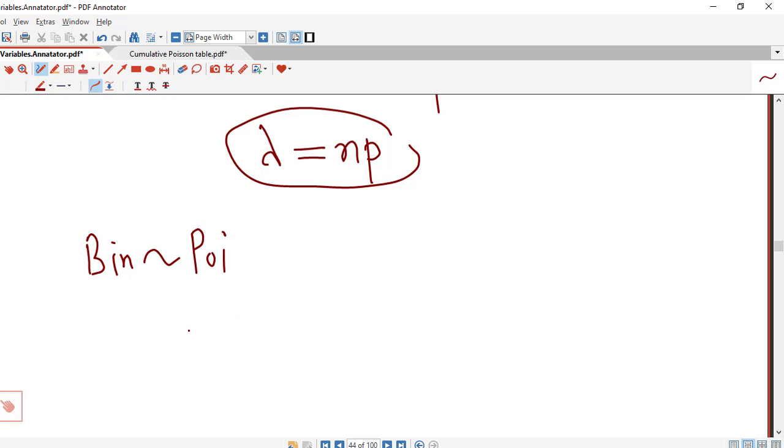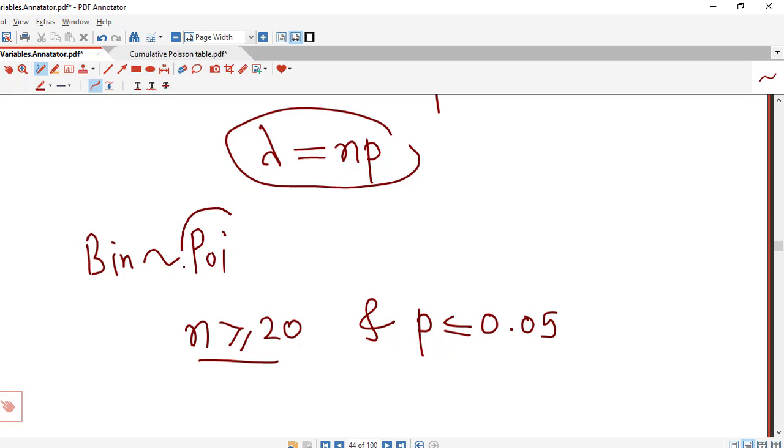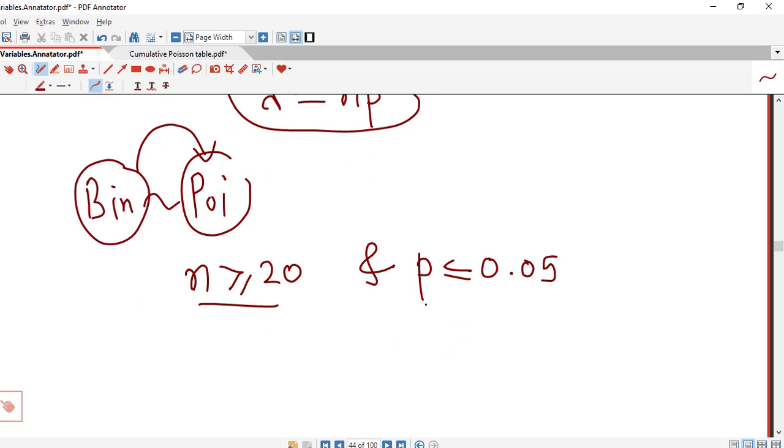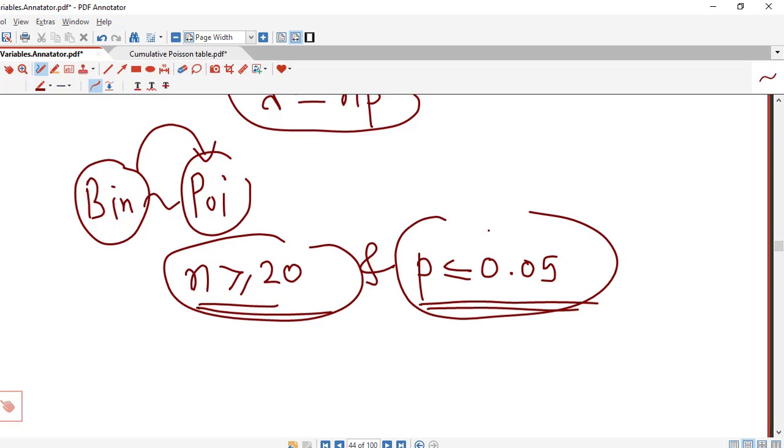And we will remember this rule of thumb, that if the number of trials is greater than or equal to 20 and probability of success is less than or equal to 0.05, then we can approximate binomial distribution using Poisson distribution. Now this is not a very strict rule. Some authors are using other values also, but we can remember this rule to approximate binomial distribution by Poisson distribution.